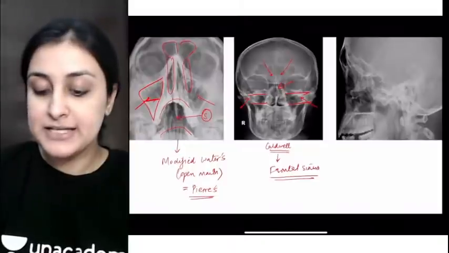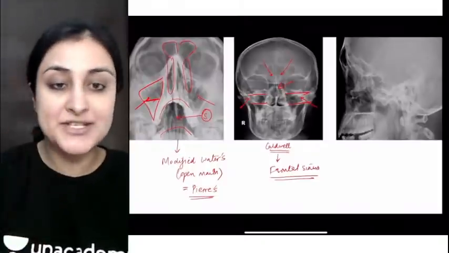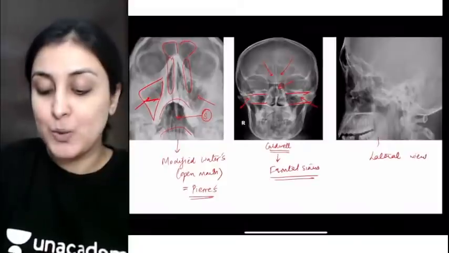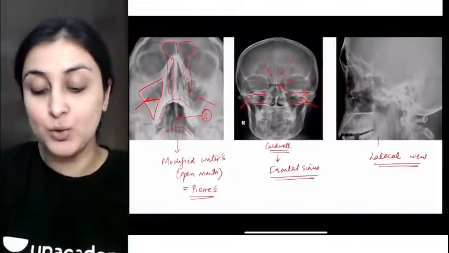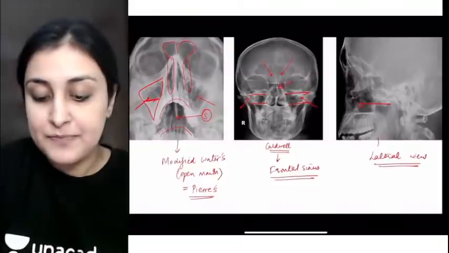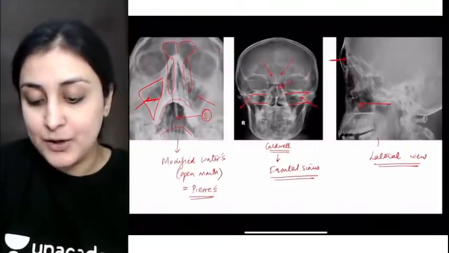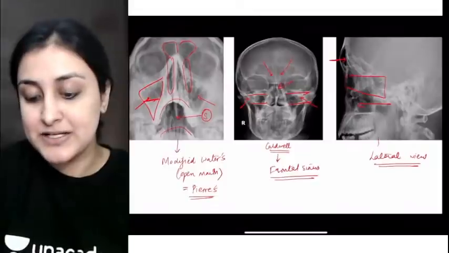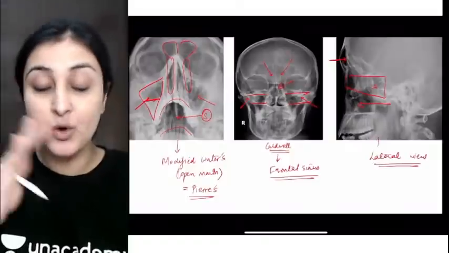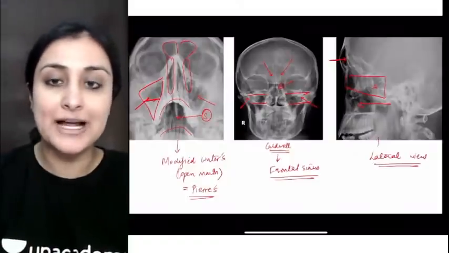Okay, what is this view right here? It's from the side. This is a lateral view, isn't it? What is the advantage of lateral view? It's the only view which will show us all the sinuses. Maxillary sinus, frontal sinus here, and all the ethmoid sinus as well as sphenoid can be seen here. But the disadvantage being overlap, right and left will overlap here, right?